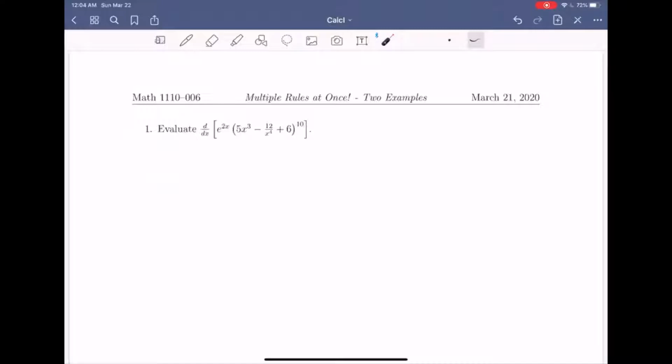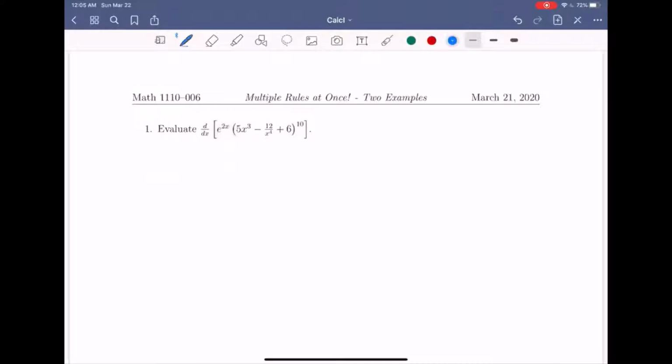The way I think about it is I try to work from the most zoomed out perspective to the more zoomed in perspective. So if I really stand back from the problem, it looks like I've got this stuff times all of this stuff, right? So I can write this whole big thing as a product. So the first thing I'm going to do when I take the derivative of this expression is do the product rule.